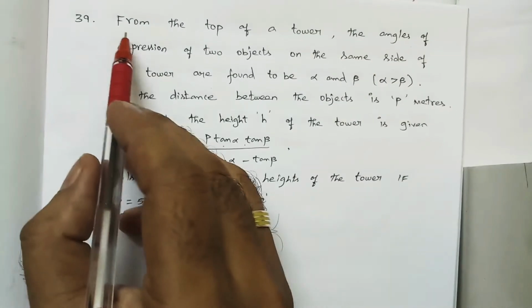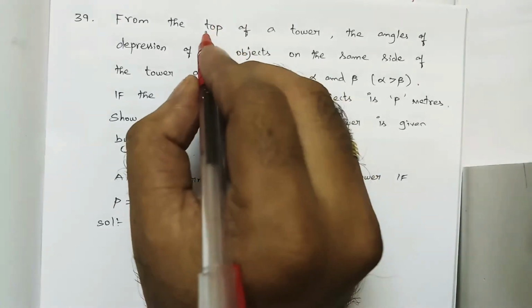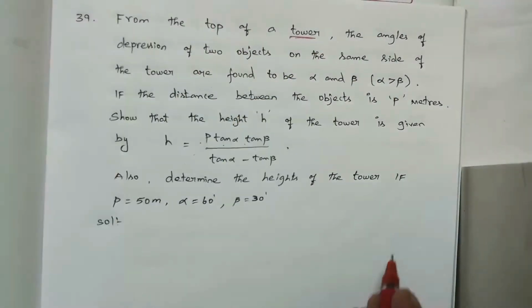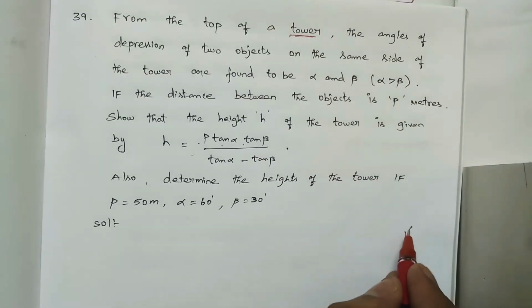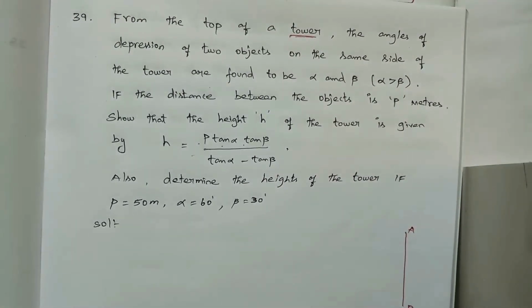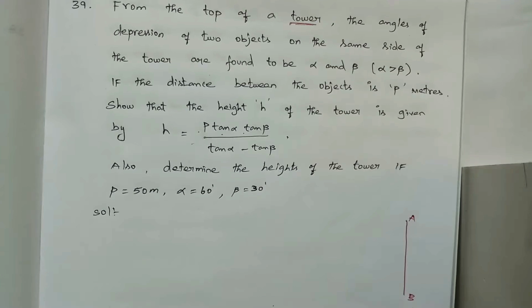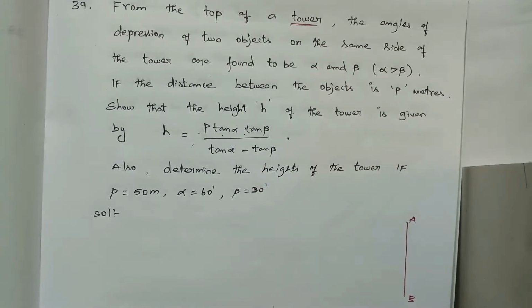So sum number 39. From the top of a tower, they're talking about a tower, so I'm just drawing the tower. The point A is top of the tower and point B is foot of the tower. From the top of a tower, the angle of depression of two objects on the same side.